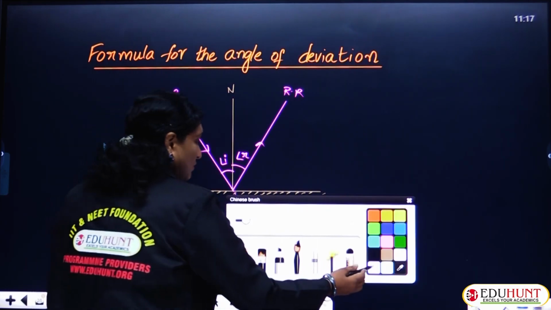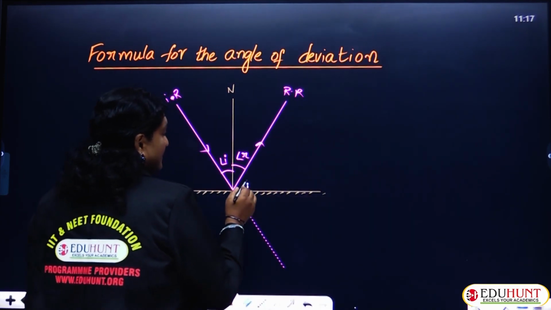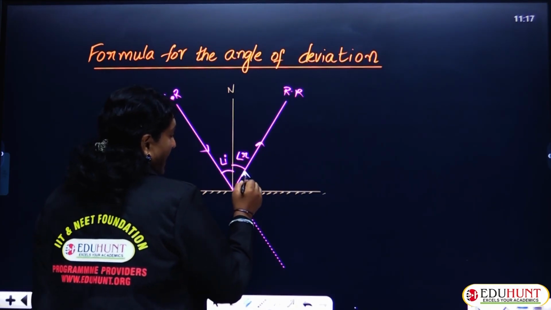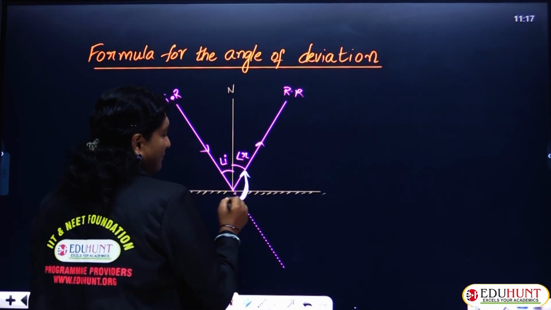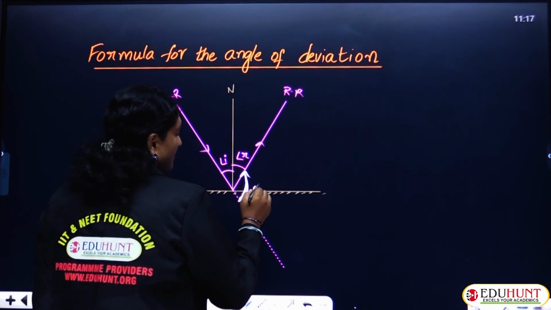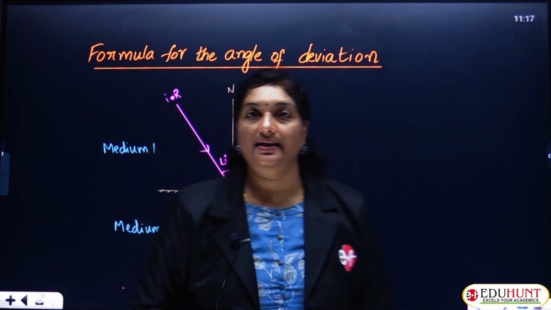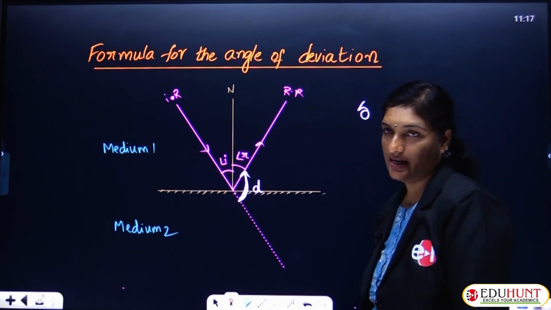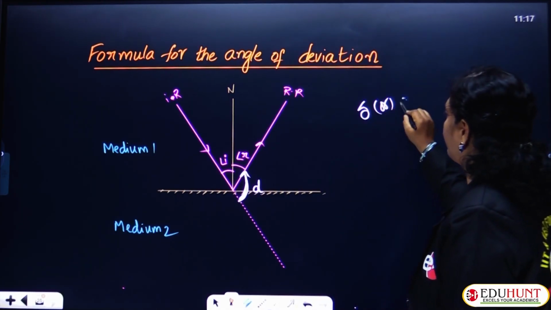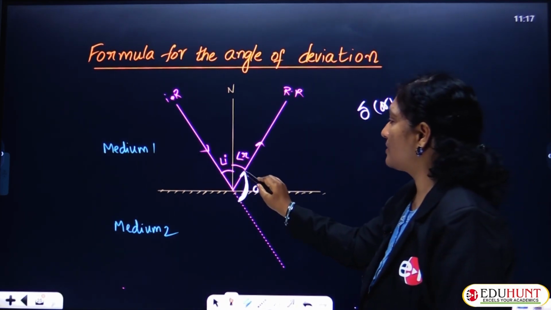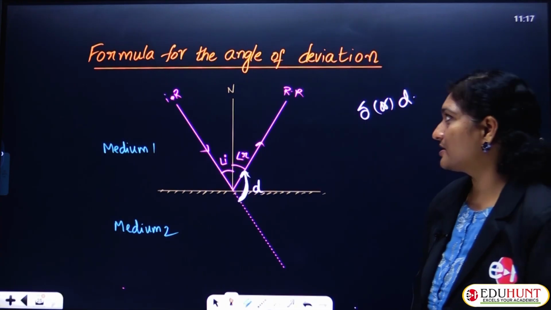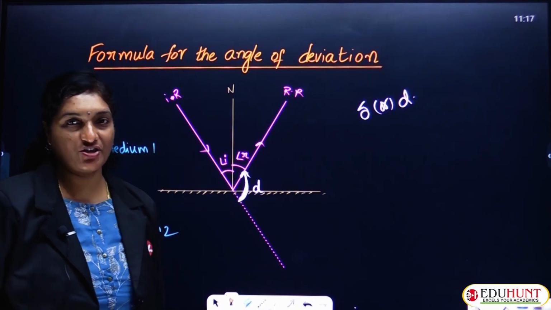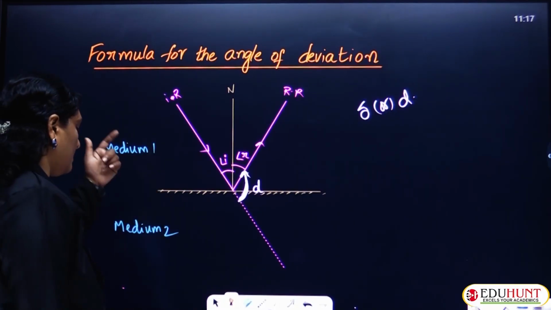So the angle with which the light ray has deviated its path from here to here, this particular angle is called your angle of deviation. And this angle of deviation is generally indicated with the letter D or delta. Both are the same. So this angle itself is called your angle of deviation. Now let us try to find out the value of the angle of deviation in terms of I and R.